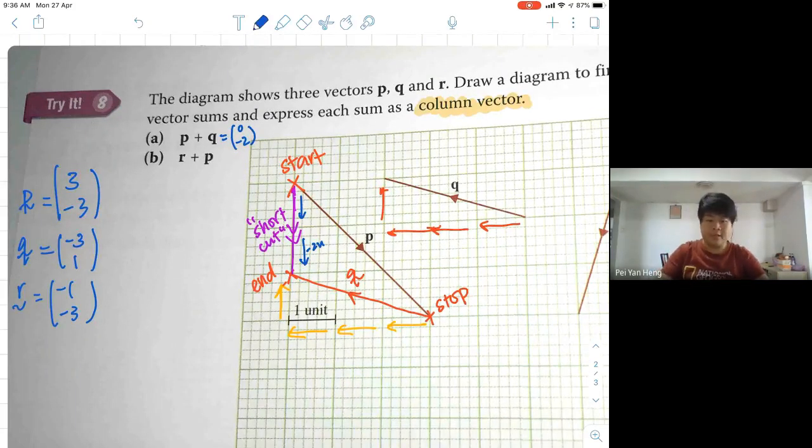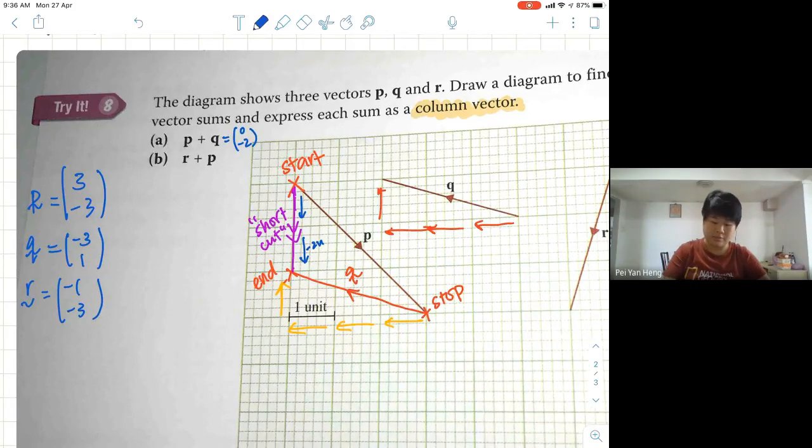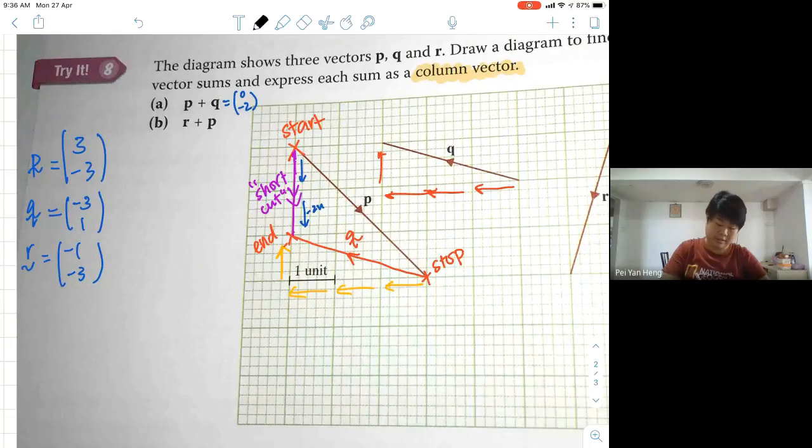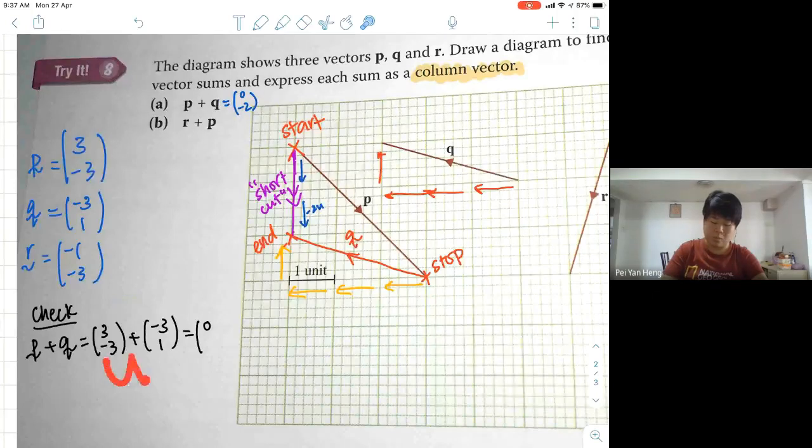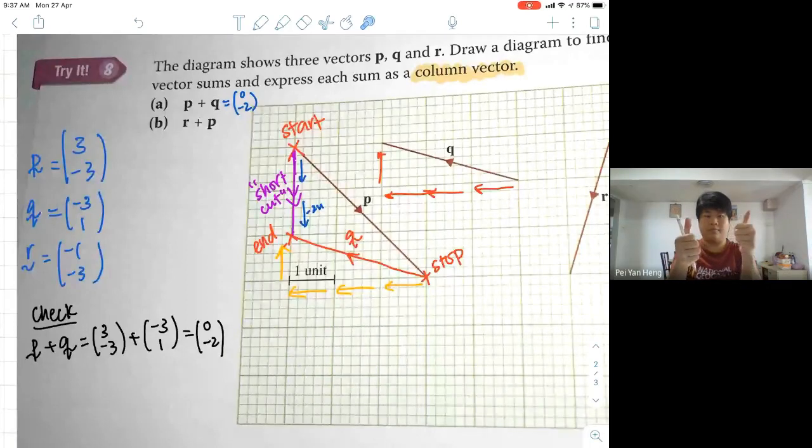Okay, so let's check. Do we get the same answer as we use column vector addition? Okay, we check. P is (3, -3). We add the column vector (-3, 1). Okay, this 3 plus -3, I get 0. -3 plus 1, I get -2. Okay, it is the same as what we have drawn.